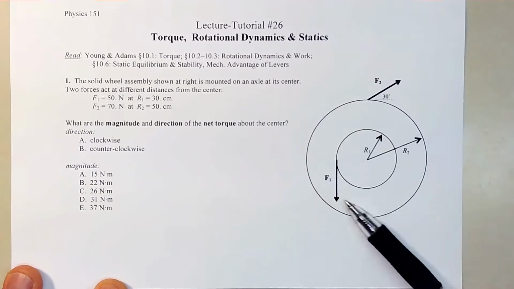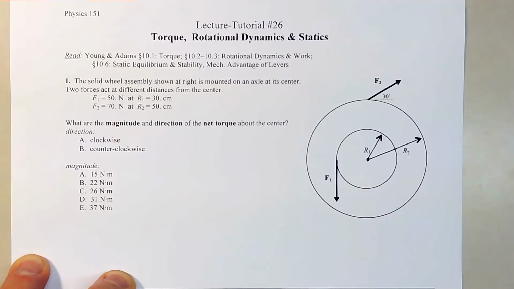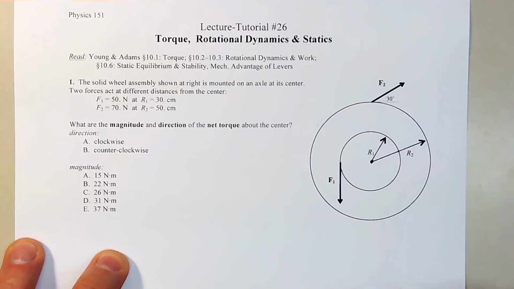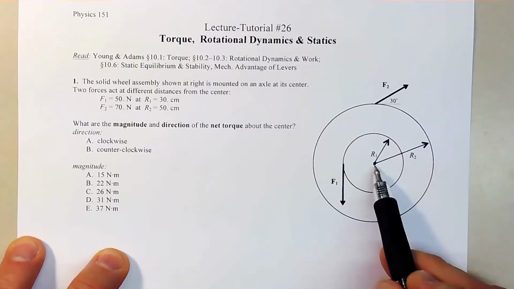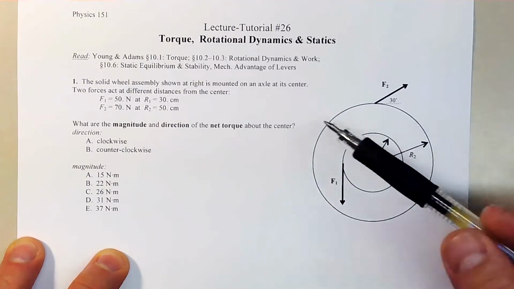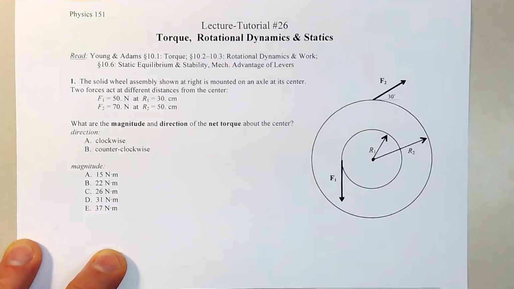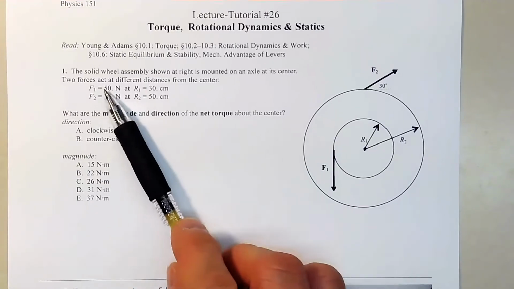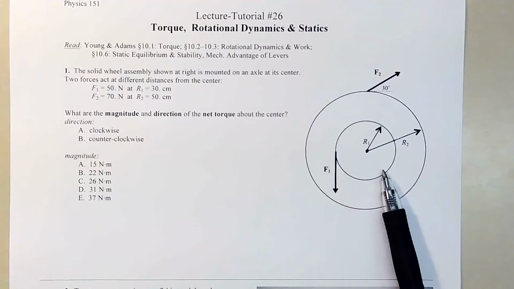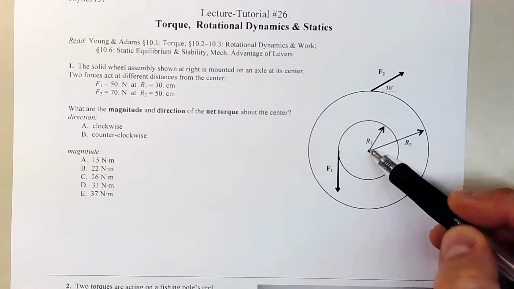Suppose that we have some sort of wheel assembly here that's mounted on a stationary axle at its center. And suppose that there are two forces tugging on this wheel assembly. There's force number 1, which is pulling on the wheel assembly at a smaller radius of only 30 centimeters away from the axle. And then there's force number 2 up here at a larger radius, 50 centimeters from the axle. So the question you're being asked is to find the magnitude and the direction of the net torque on this whole wheel assembly, assuming that the pivot is right here at the center.